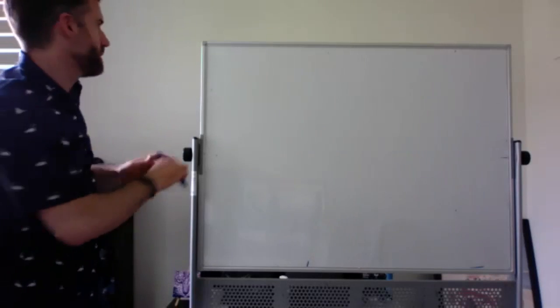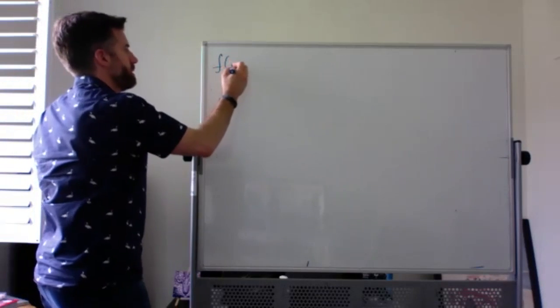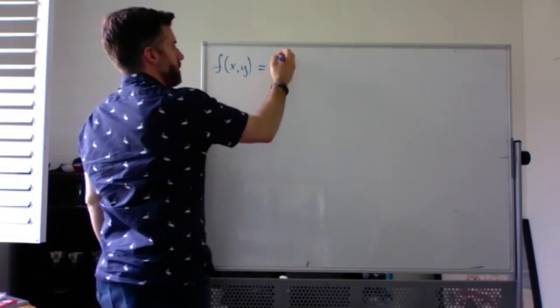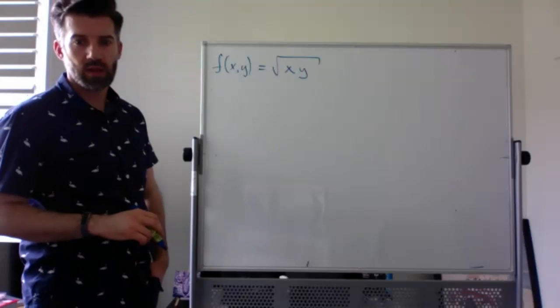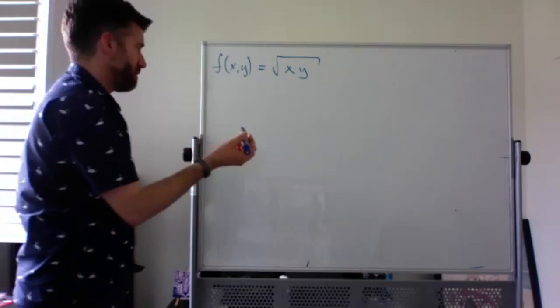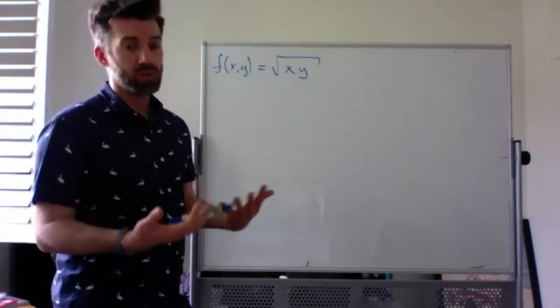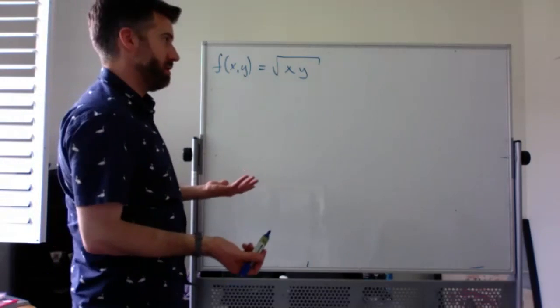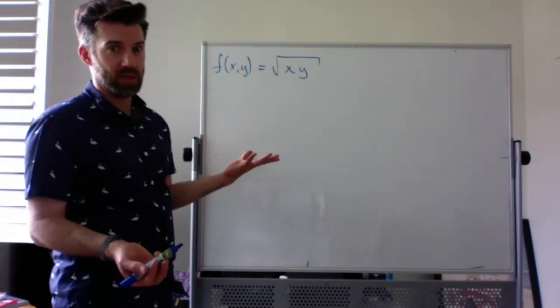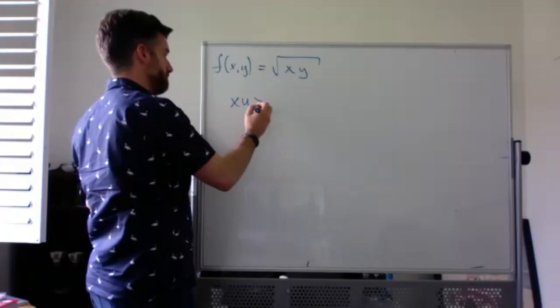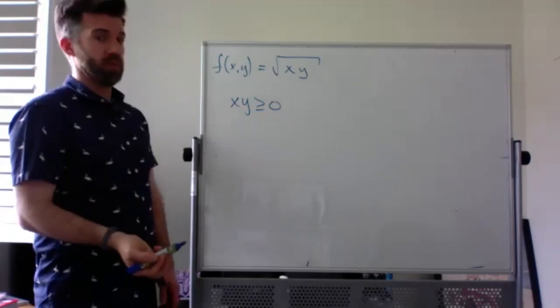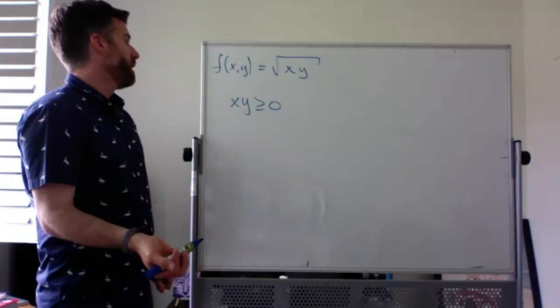So let's look at this one, which is different finally. F of x, y equal to the square root of x times y. Seems a little weird, but again, we know the usual stuff, right? We were going to say, well, okay, the insides have to be greater than or equal to 0. So xy greater than or equal to 0.